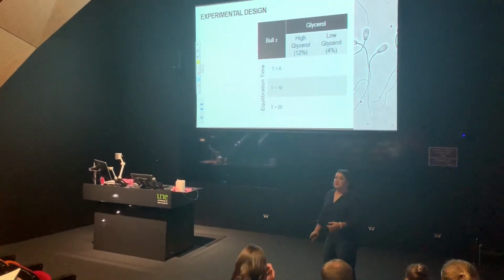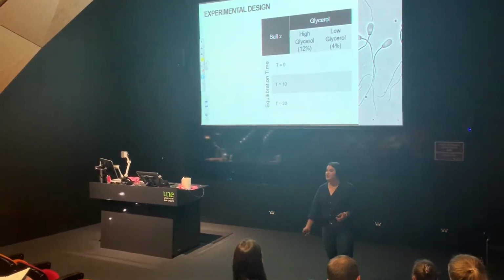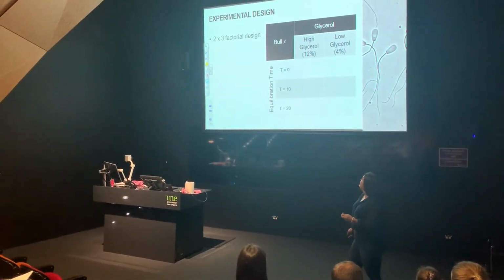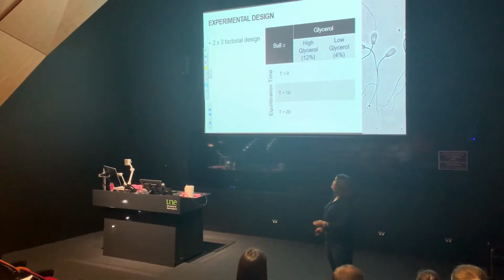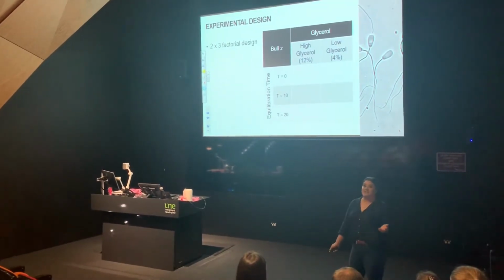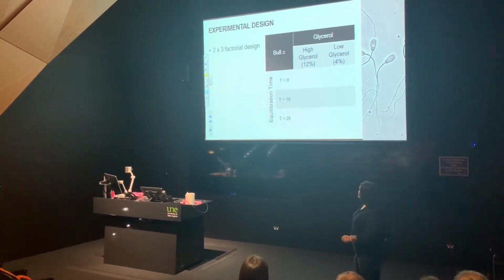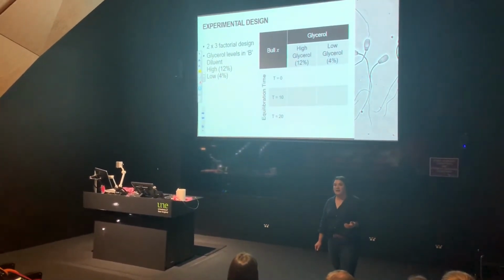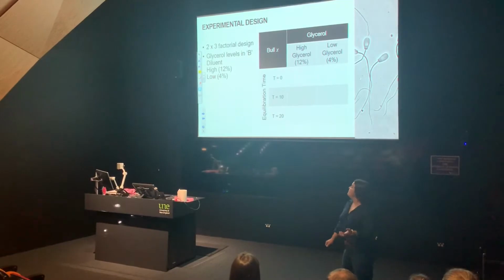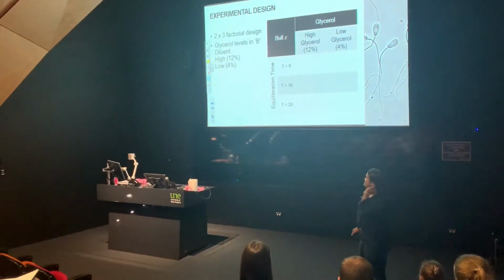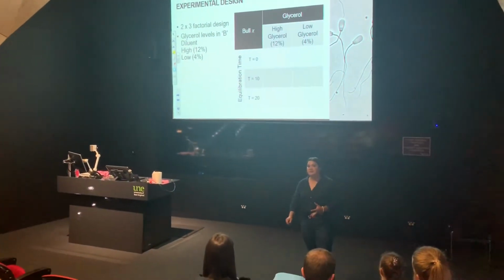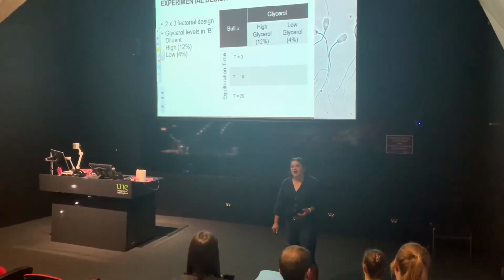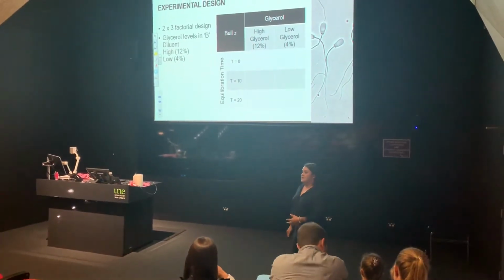So this is my experimental design. We worked on a 2x3 factorial design, and it was analysed using a simple general linear model. So we used glycerol and equilibration time as the fixed effects. For my high glycerol content, I had 12% as my high glycerol and 4% as my low glycerol percentage. Currently at work we use 12%, and while it yields acceptable motility, I did think that there were definite areas for us to improve in.